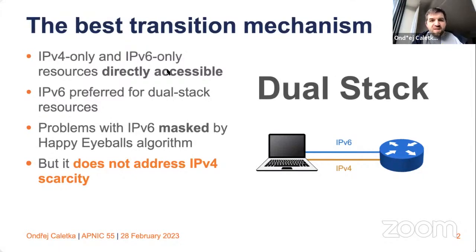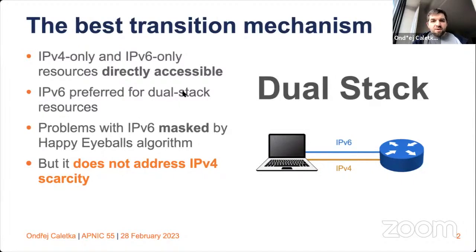If there are some problems with IPv6, there is an algorithm called Happy Eyeballs that masks these problems by quickly switching to IPv4. It works very well with one minor issue, and the issue is that it does not address IPv4 address scarcity at all. By deploying IPv6 with dual stack, you will not save any IPv4 addresses, so this will not help with the fundamental issue of IPv4.